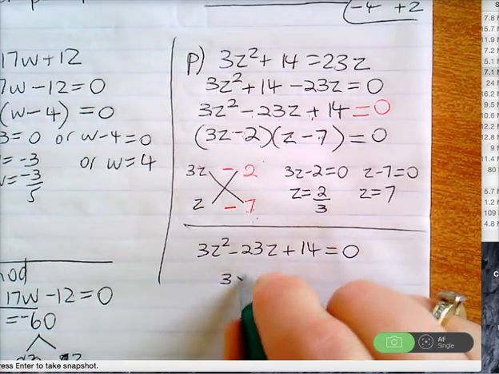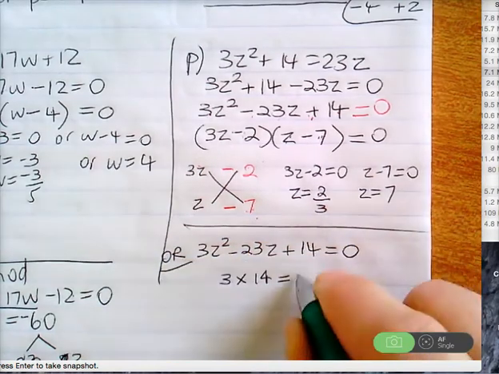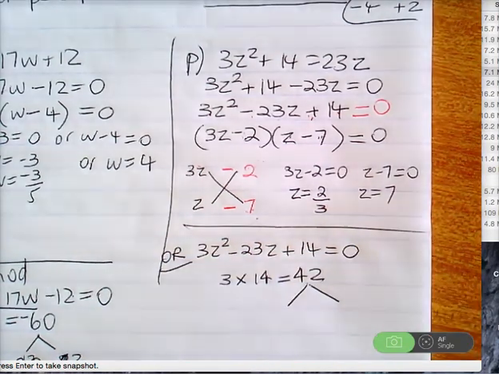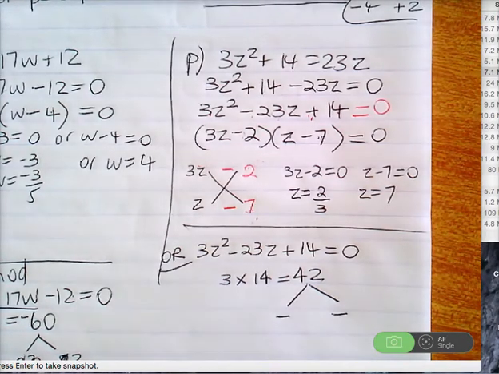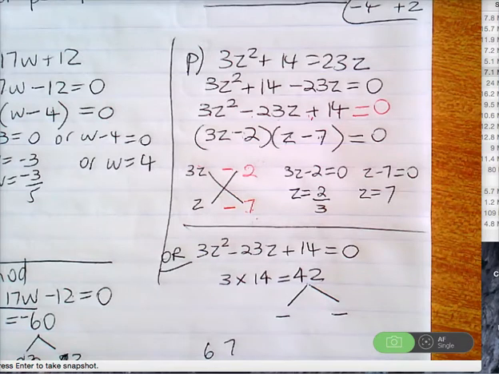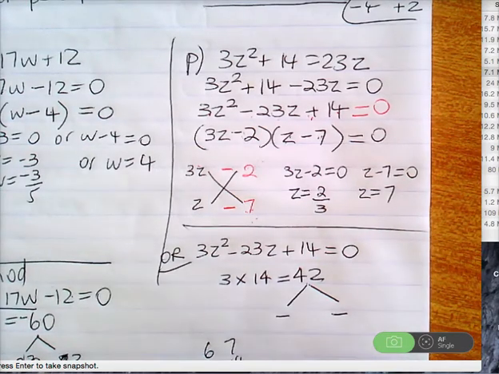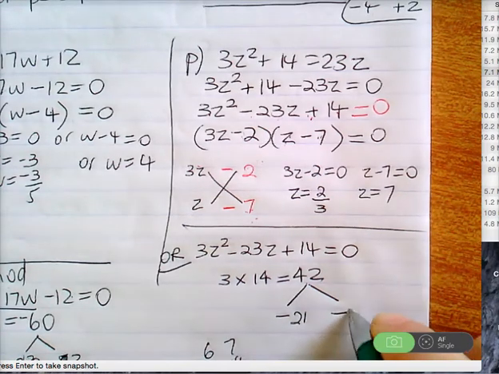All right, so we go 3 times 14. This is the second method. 3 times 14 is 42. I need the factors of 42 that add up to negative 23. Now, people are saying 6 and 7. 6 and 7 don't work. You know what you do then? You double one and halve the other, maybe. That's not going to work. 14 and 3 does not give you negative 20. Negative 21 and negative 2.